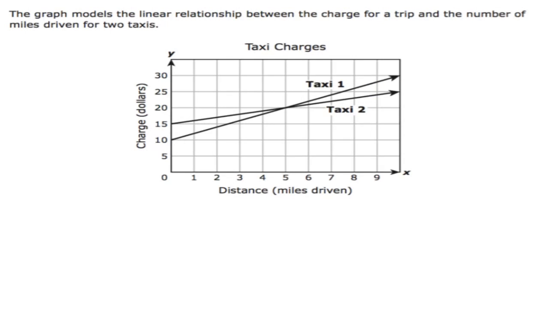Sometimes you're going to be given a real world situation. For example, the graph models the linear relationship between the charge for a trip and the number of miles driven for two taxis. So when looking at this graph, I have to understand what is taking place. I see the point of intersection and it's at 5 miles. It will cost $20 for taxi 1 and taxi 2.